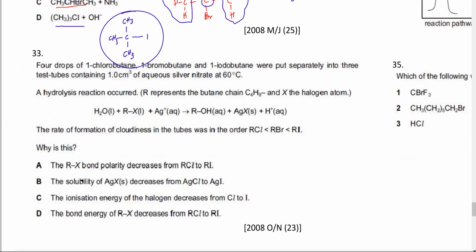So next question: 4 drops of 1-chlorobutane, 1-bromobutane, 1-iodobutane were put separately into 3 test tubes of aqueous silver nitrate. A hydrolysis reaction occurred. फिर rate of formation of the cloudiness. तो वो कह रहा है कि जो speed थी ना reaction की, ये iodine वाला जो halogenoalkane है ना, उसकी speed was the fastest.